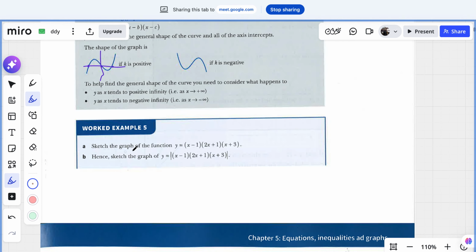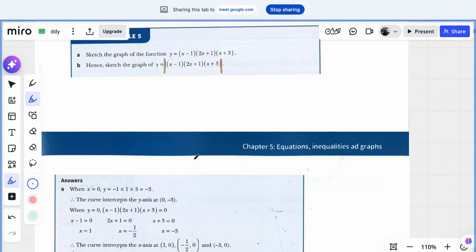The question says, sketch the graph of the function y equals (x minus 1) multiplied by (2x plus 1) multiplied by (x plus 3). And then sketch the graph of the modulus of it. Once you see a line like this, it means the modulus. Once the whole equation is put like this, the second part of the question says you should sketch the modulus of the graph.